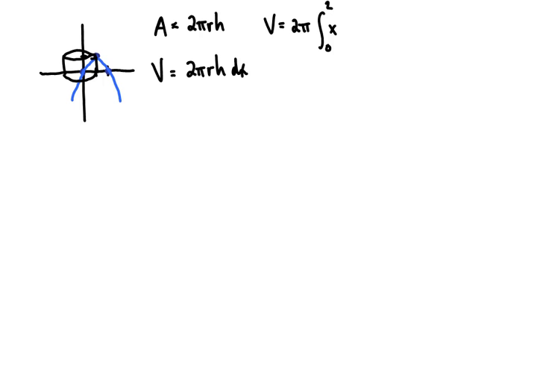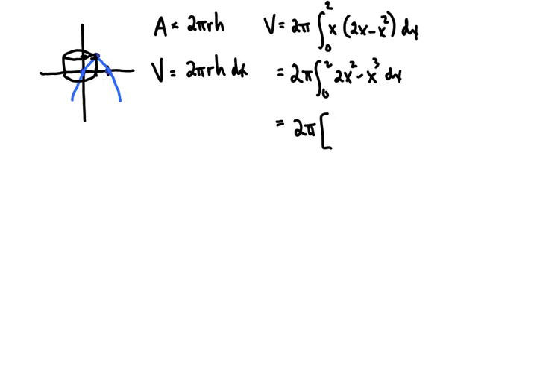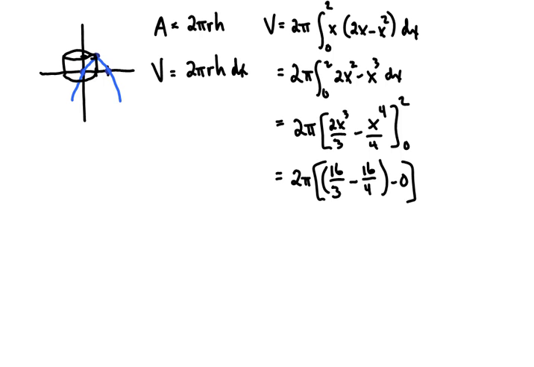And the height will be the height of the cylinder, which is the height from the curve to the x-axis. In this case, that's 2x minus x squared, the function itself, and the thickness will be dx. Before we integrate, we can multiply out that x, and we're ready to integrate. We get 2x to the third over 3 minus x to the fourth over 4, and the limits of integration are 0 to 2. We evaluate that at 2 and subtract the same thing evaluated at 0. The second one will be 0. So we get 2 pi times 16 thirds minus 16 fourths, that quantity minus 0, and the answer will be 8 pi over 3. Alright, so that's part B of that problem.